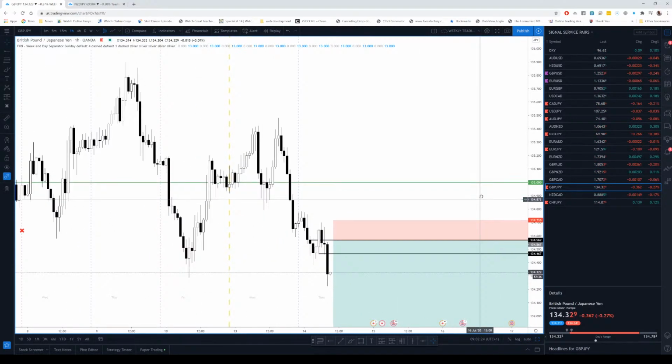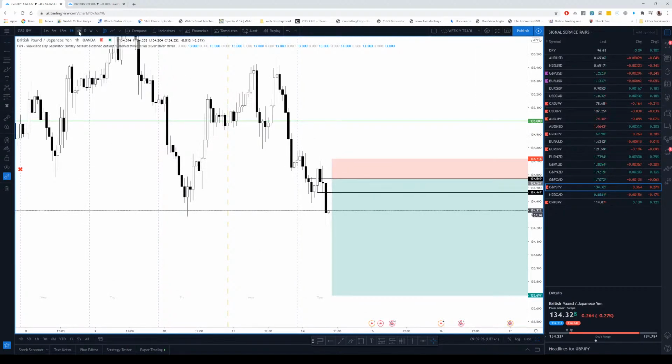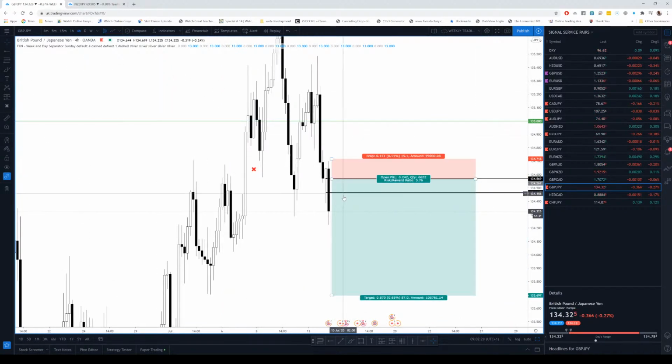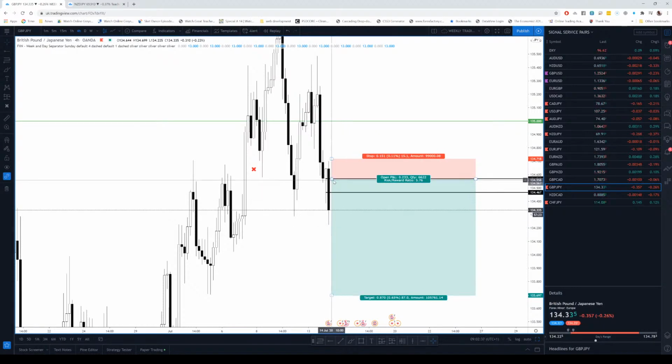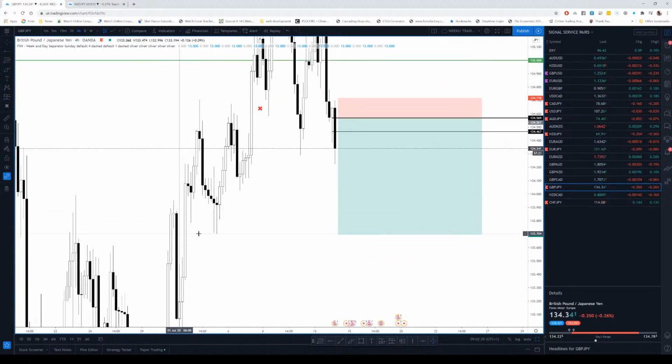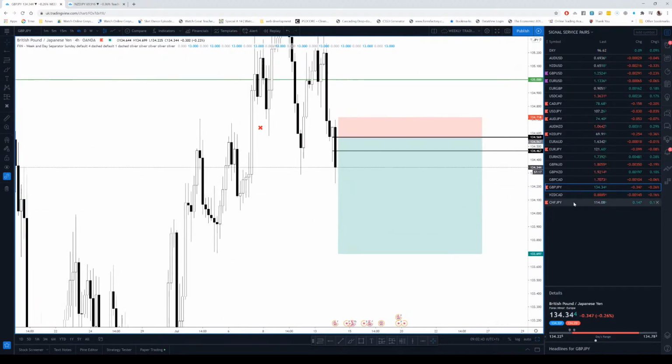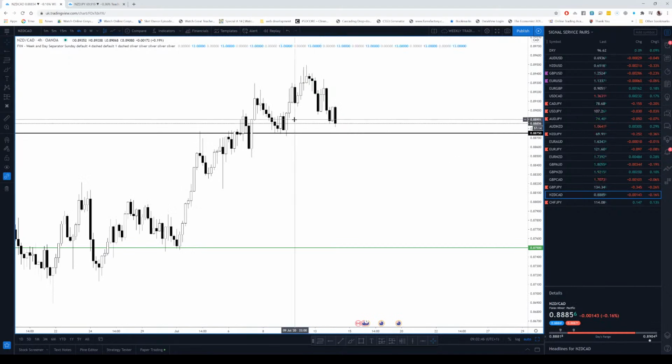Yeah, I like that level. So wait for the 4-hour candle to close as it is, and then look for that retracement. Okay, and I'll be looking for a run down into this area. Last two and I'm done.